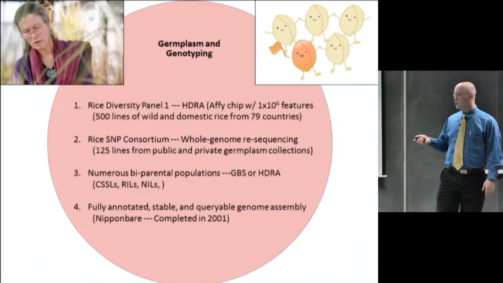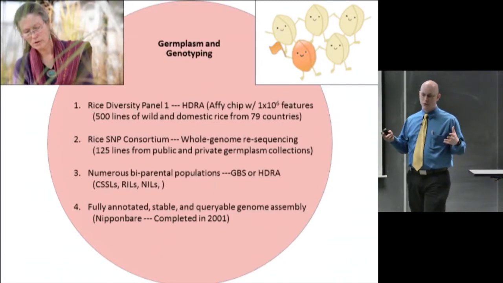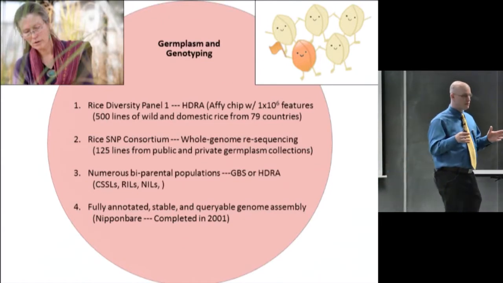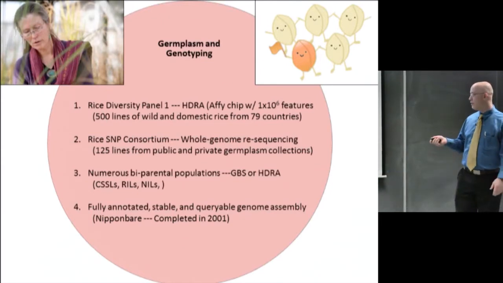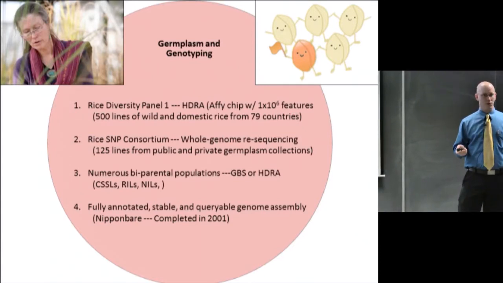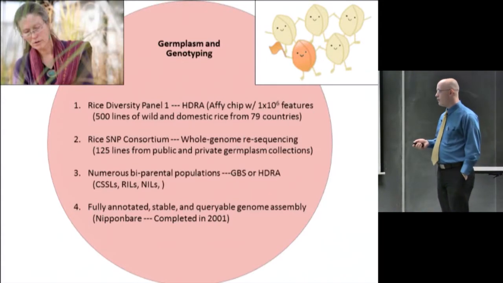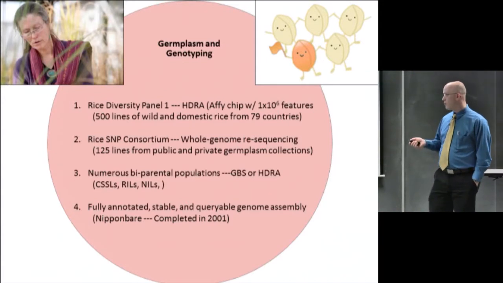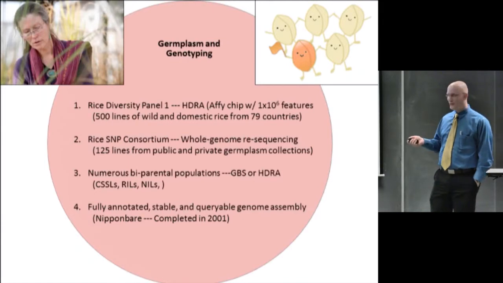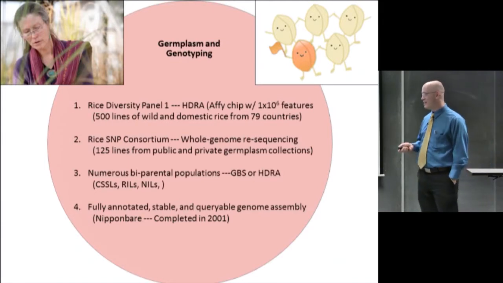We also have 125 lines that have been put together by the Rice SNP Consortium that represent germplasm from both public and private sources, and these lines have all been fully resequenced. So we're going to take advantage of some of those resequenced lines as well. We have numerous biparental populations which have all been GBS, is that a verb these days? Have all been genotyped with either GBS or the high density rice array.